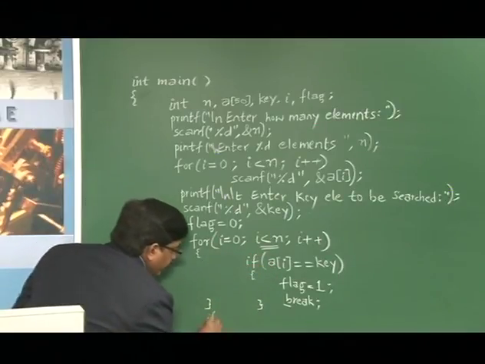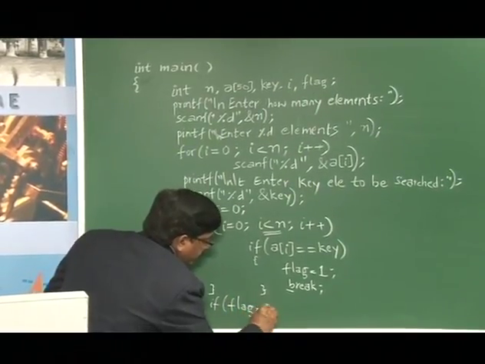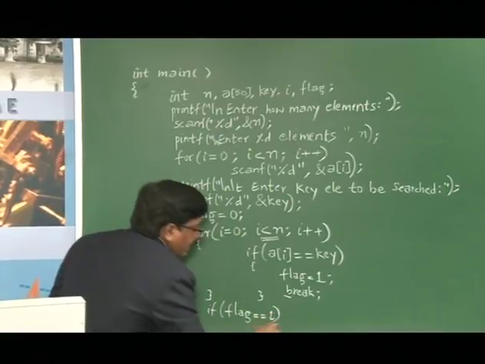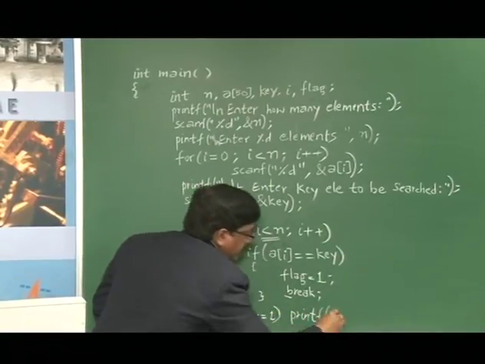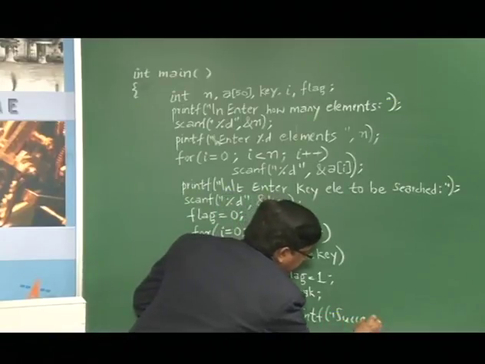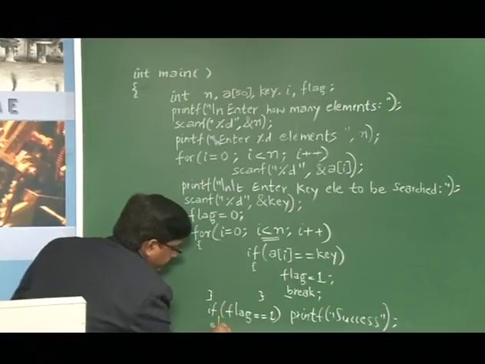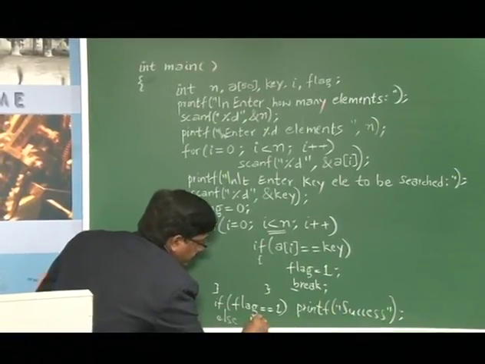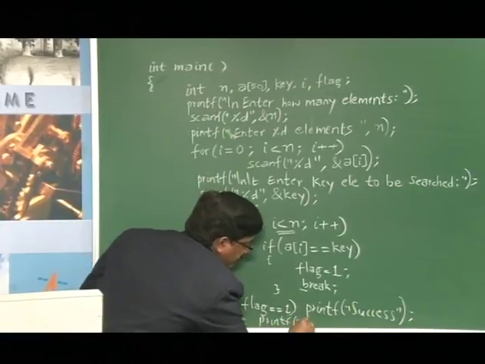So, now if flag is equal to 1, I should print that success, the result is a success. Else I should print that it is unsuccessful.